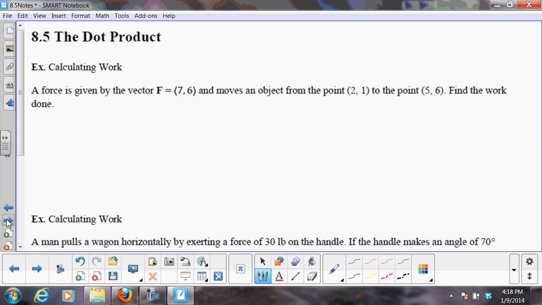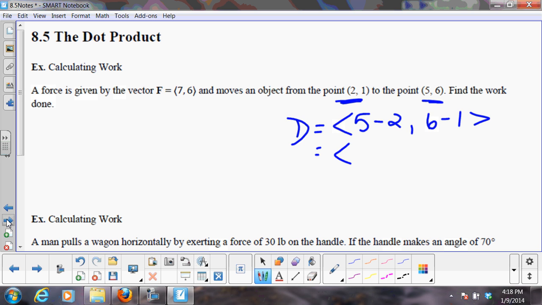So calculating work. If we have a force that's given by the vector 7, 6, moving along the object from 2, 1 to 5, 6, find the work done. Well, we need to find the actual distance, like D, right? Using this as an initial and terminal point. So 5 minus 2, 6 minus 1. This vector is 3, 5.